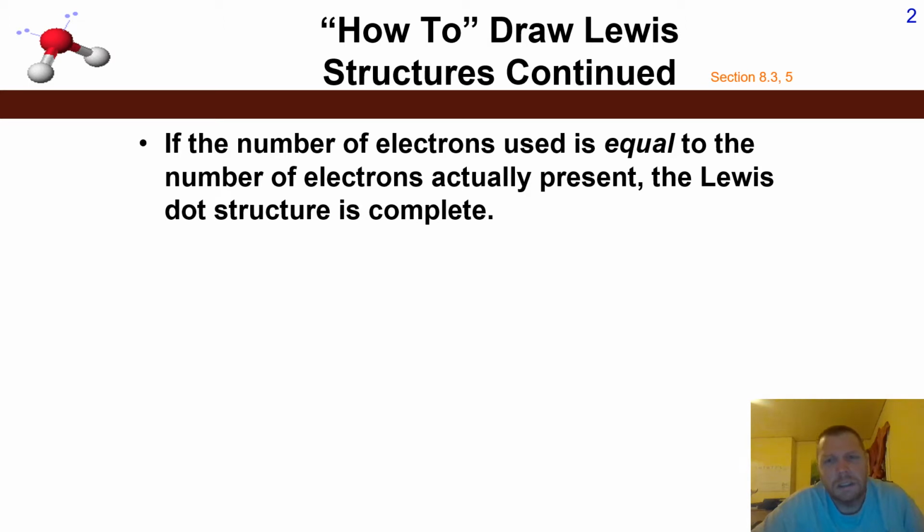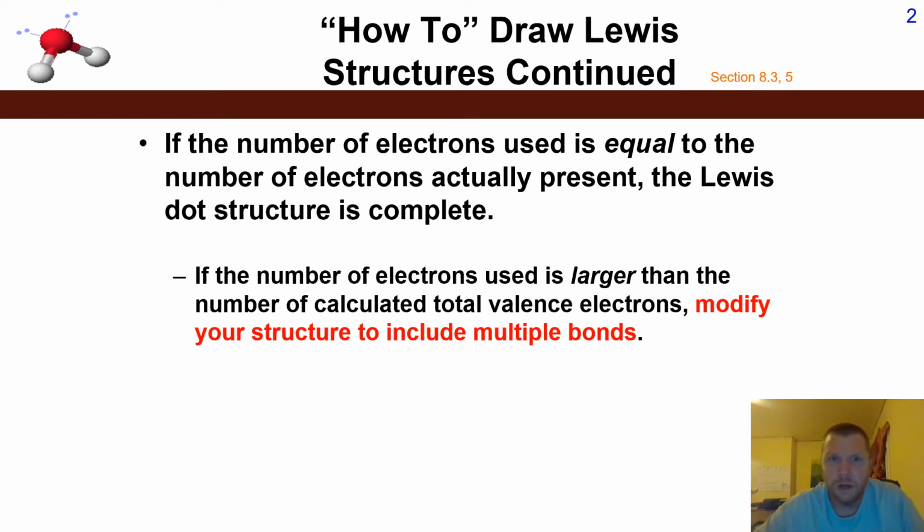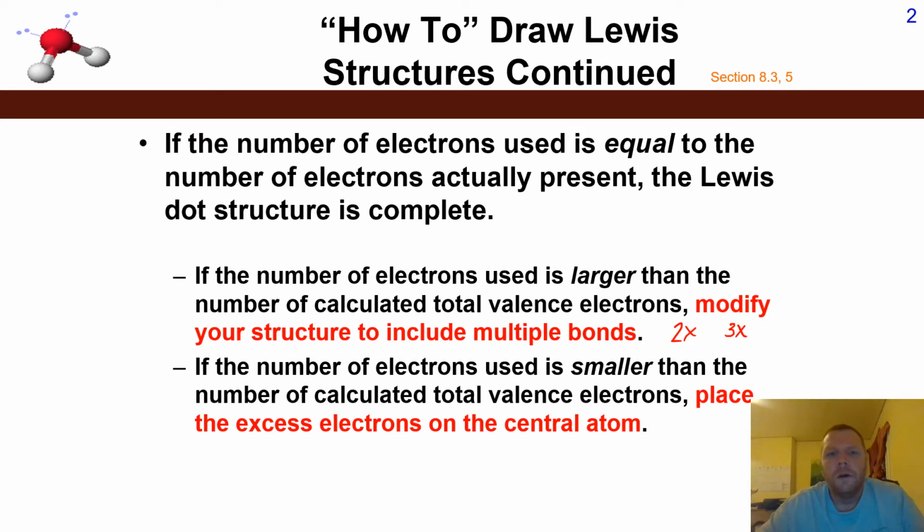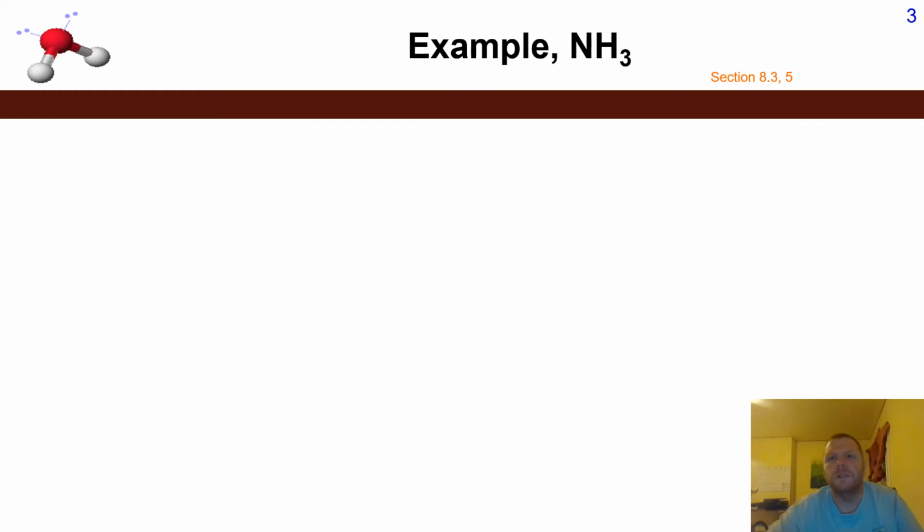If the number of electrons used is equal to the number of electrons actually present, the Lewis structure is fine, it's good, it's done. If the number of electrons used is larger than the number of calculated total valence electrons, modify your structure to include multiple bonds, like a double bond or a triple bond. If the number of electrons used is smaller than the number of calculated total valence electrons, place the excess electrons on that central atom. We'll get into some examples where you're going to do that, and we'll get into some exceptions. Okay, so our first example is NH3.